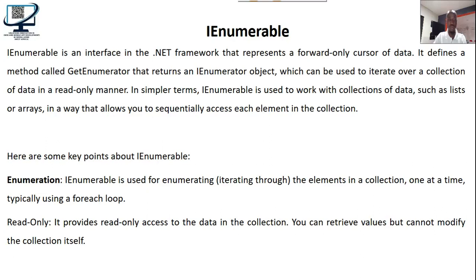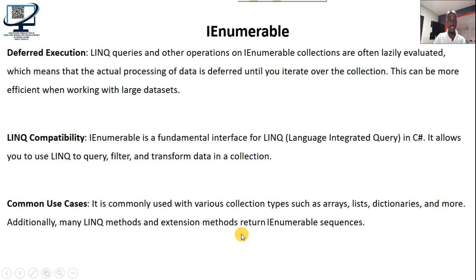Why IEnumerable? Very, very important. We talk about enumeration. We say IEnumerable is used for enumerating, meaning iterating through, going over a particular object or element, the elements in a collection one at a time. It uses the foreach loop, and it is also read-only. I will explain further. We are not able to modify or change any data.